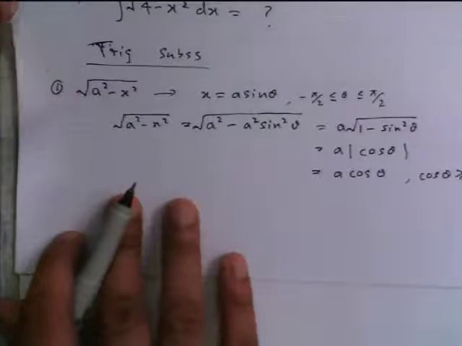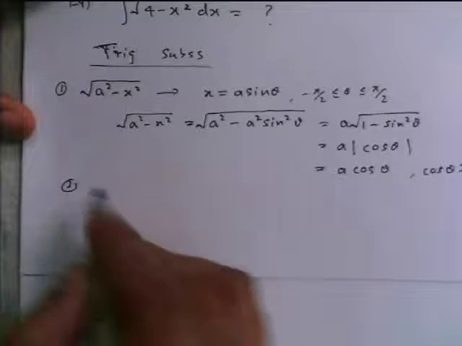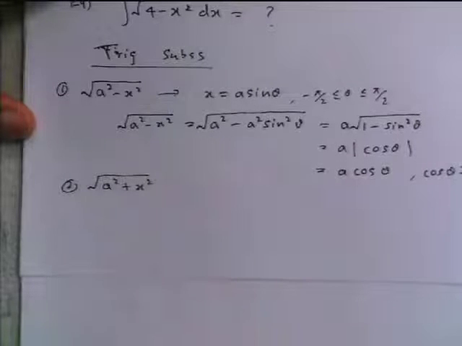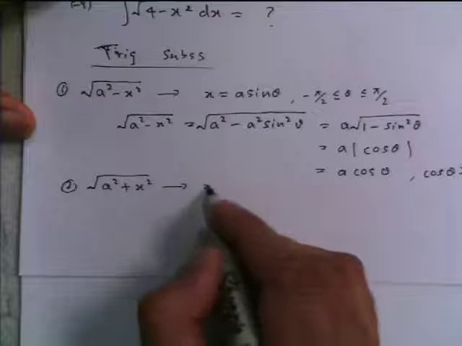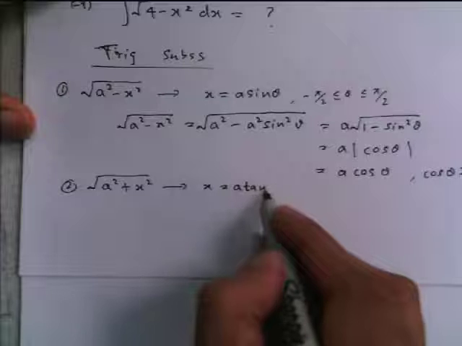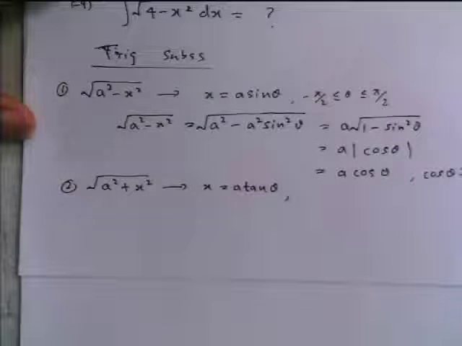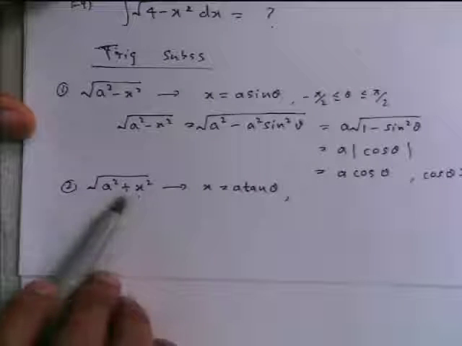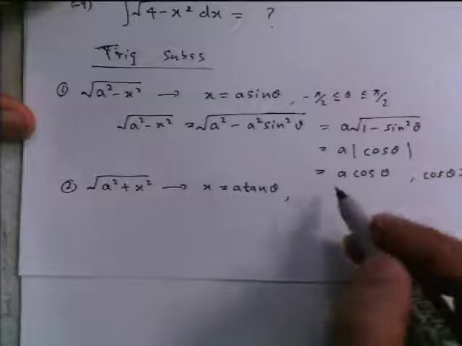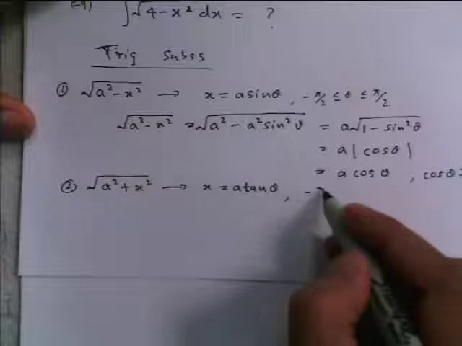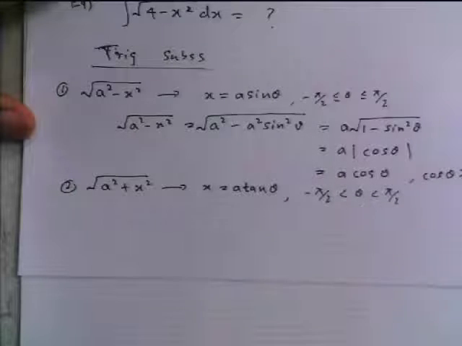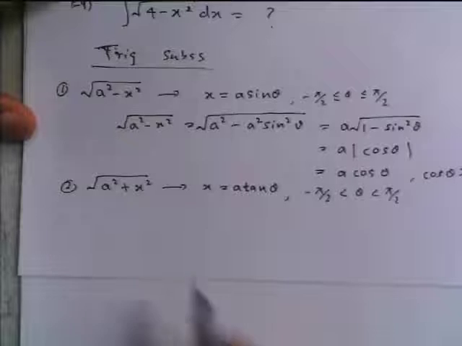So the second type, when we have integrals with a squared plus x squared. If you have a squared plus x squared, we're going to use x equals a tan theta. That's the substitution. A means a number, like this a can be 2. For example, 4 plus x squared, so a equals 2. And here the condition is theta is between negative pi by 2 and pi by 2 without the corners. It's an open interval.